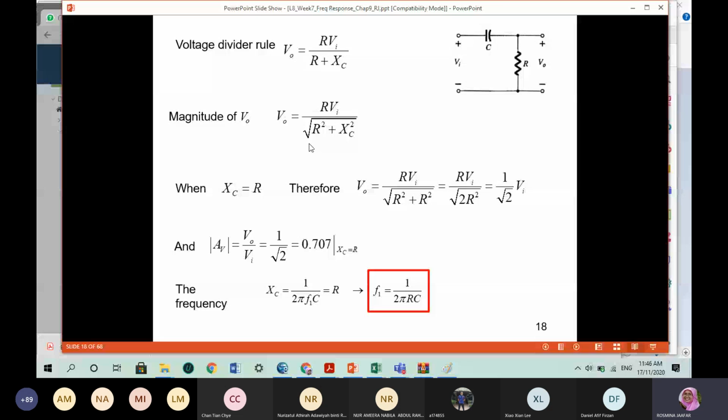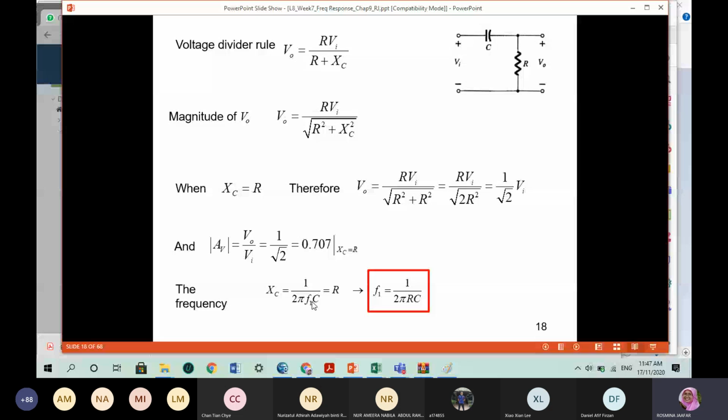When XC is equal to R, because XC is changing with respect to the changing of frequency. If your input signal is low frequency, the reactance will be different. If the frequency is high, the reactance of the capacitor is also different. Therefore, the frequency depends very much on the reactance of the capacitor, which gives the value of the impedance or the resistance of the capacitor.